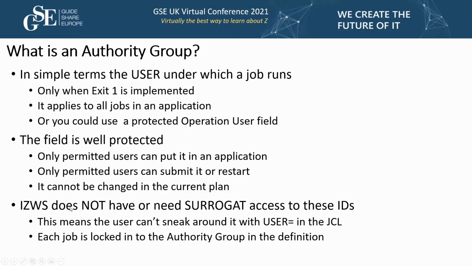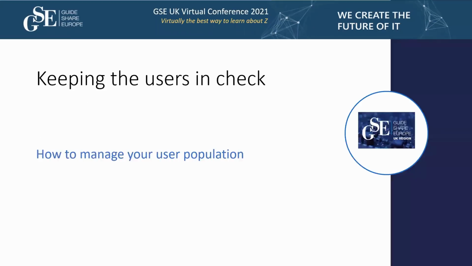IZWS does not have or need surrogate access to these IDs. That means a user can't sneak around it by putting user equals in the JCL. And each job is locked to the authority group in the definition. Like I say, no way around it. This is why I call it lockdown.